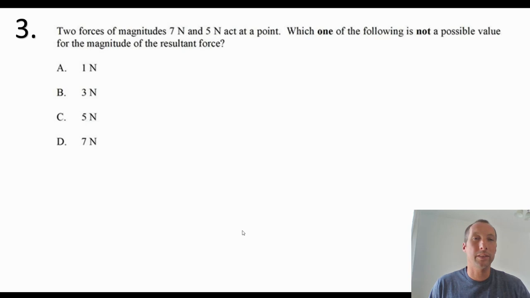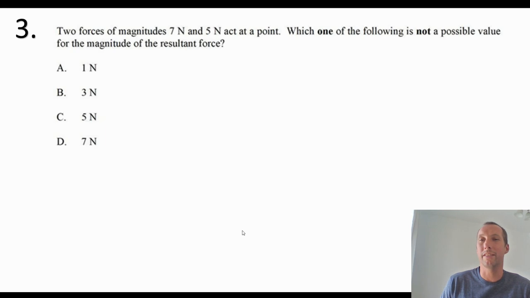Question 3. I think I might have done this with some of you that were in my class earlier in the year when we were doing forces, but let's have another go. Two forces of magnitude, so size, 7 newtons and 5 newtons, act at a point. Imagine there's an object at that point that they're pulling on. Which one of the following is not a possible value for the magnitude of the resultant force?